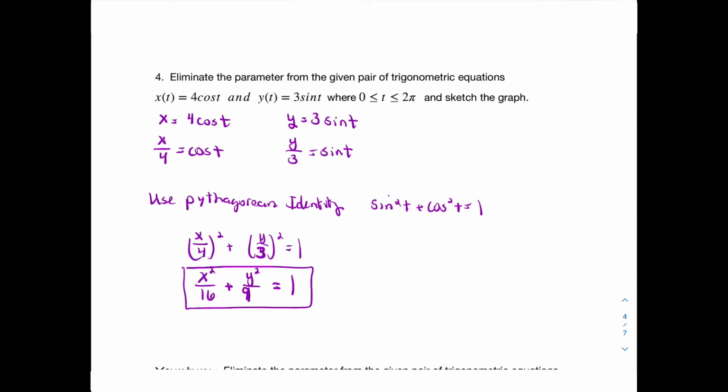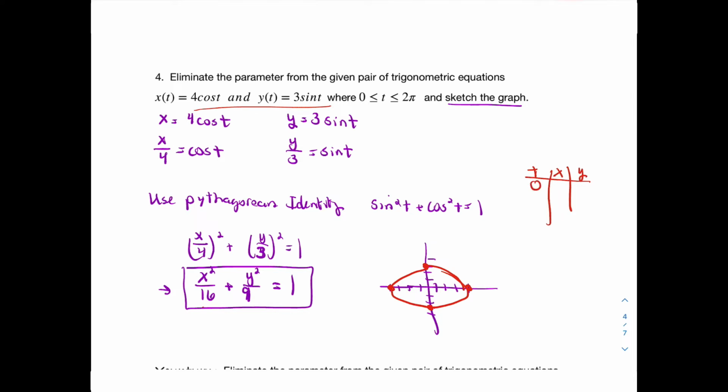And so it is an ellipse. So the rectangular equation of this plane curve is this ellipse. If you remember how to sketch an ellipse from previous classes, our center is at (0, 0), and our a term is 4, so I'm going along the x-axis, 4 to the left and 4 to the right from the center. And then my b is 3. So that would be my rectangular coordinate.